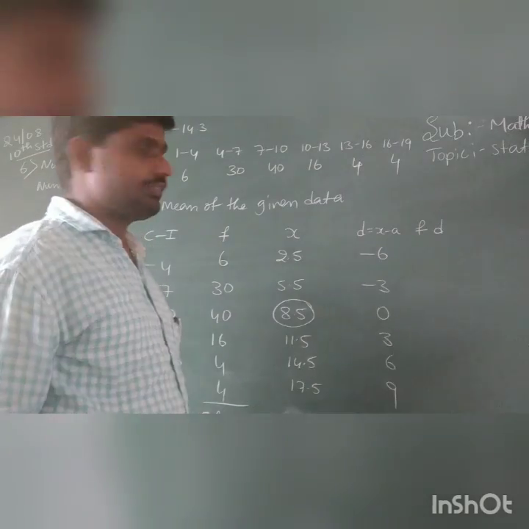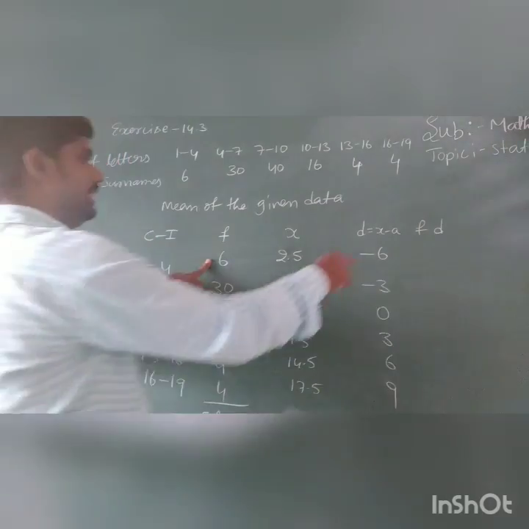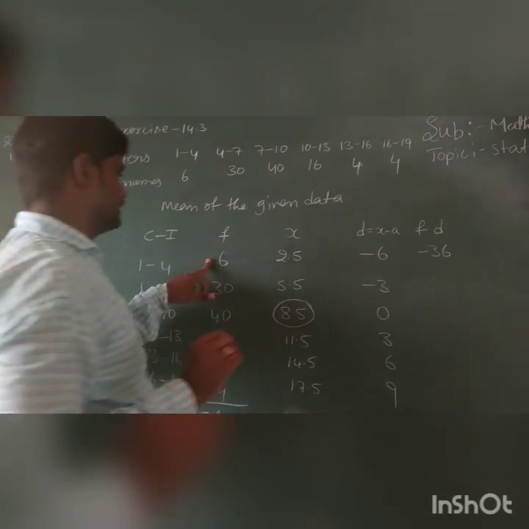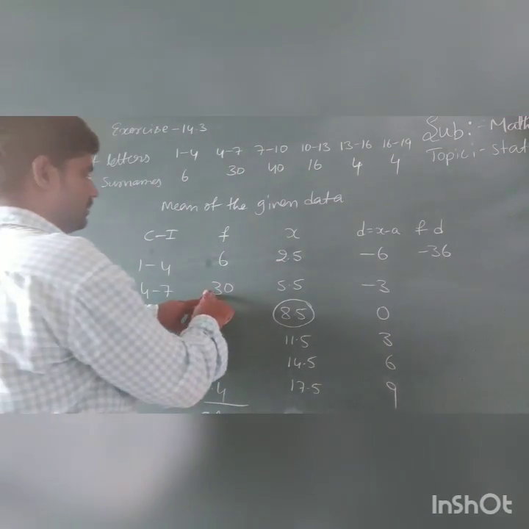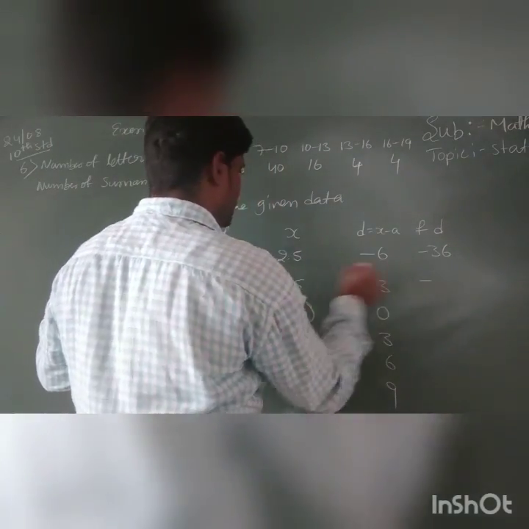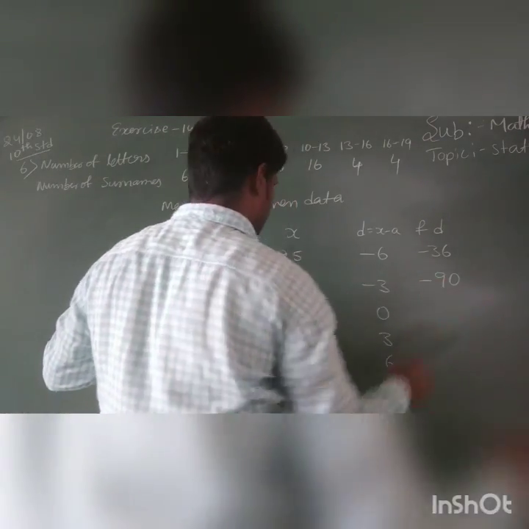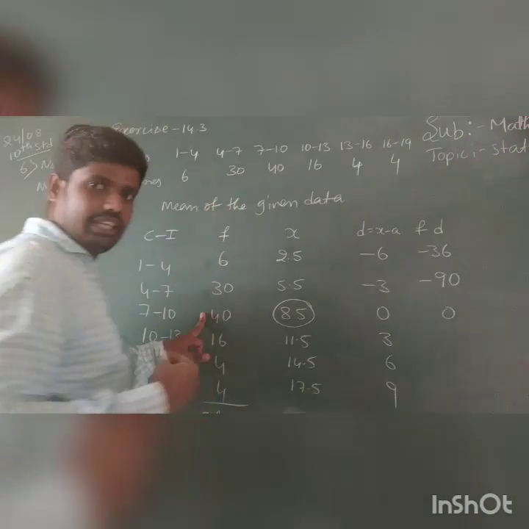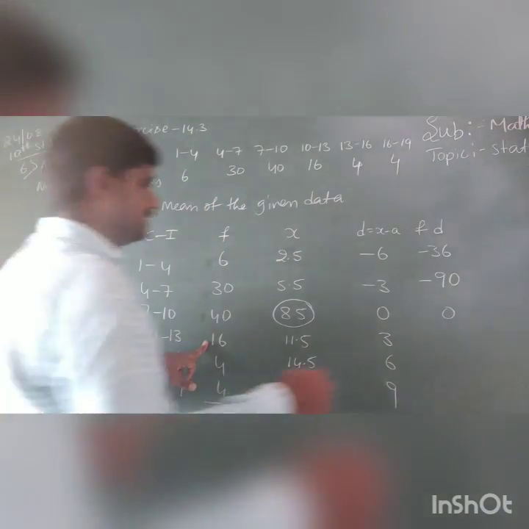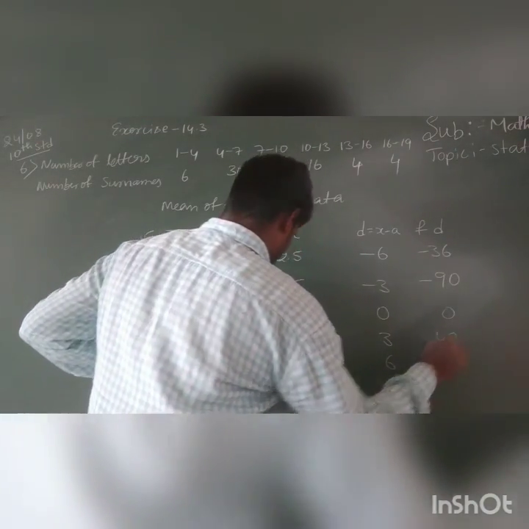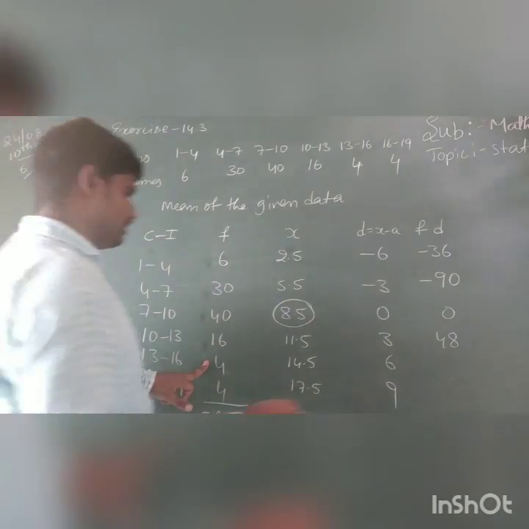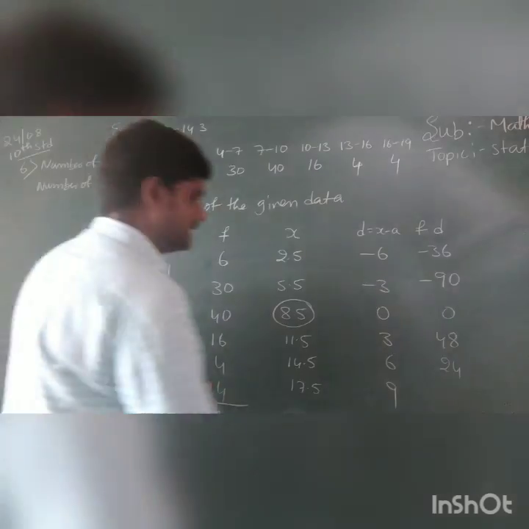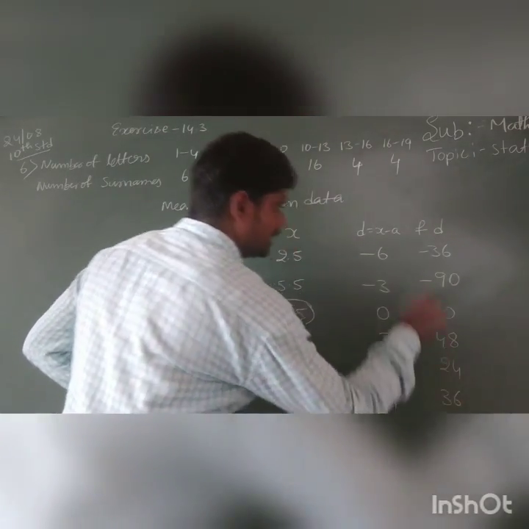Now find the value of fd. Frequency into d. 6 into minus 6, minus 36. Plus into minus, minus. Next, 30 into minus 3 is minus 90. Next, 40 into 0 is 0. 0 into anything, answer will be 0. 16 into 3 is 48. Next, 4 into 6 is 24. Next, 4 into 9 is 36. Any doubt regarding this one?